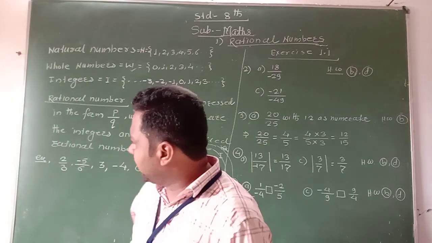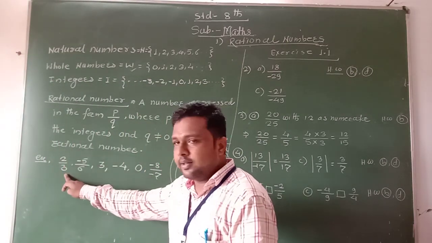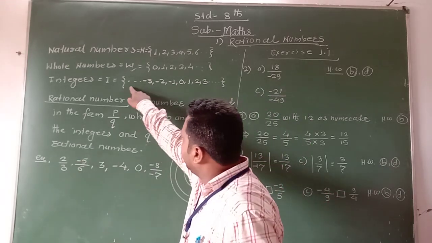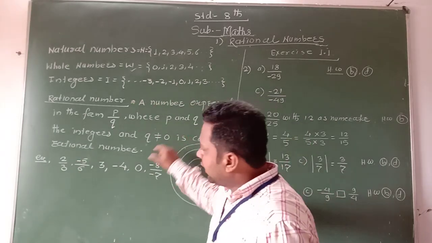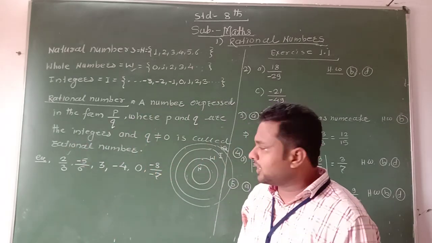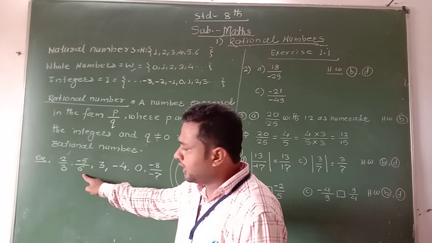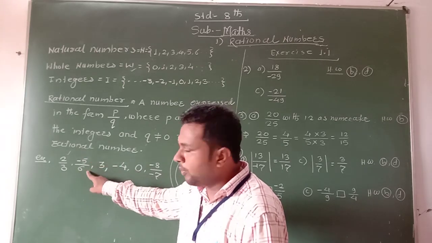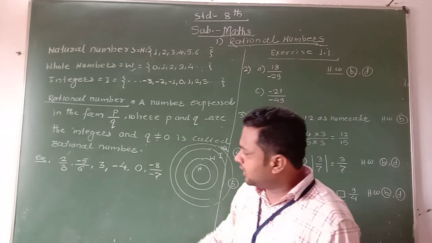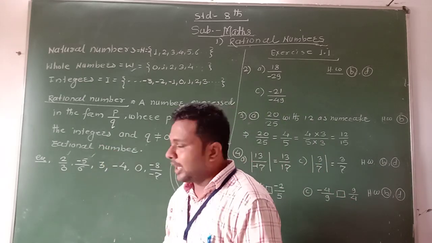Here I write some examples. 2 upon 3 is in P upon Q form. 2 and 3 are integers. Therefore, this number is called a rational number. See the second example, -5 upon 6. Again it is in P upon Q form. -5 is an integer, 6 is an integer. Therefore, this number is also called a rational number.